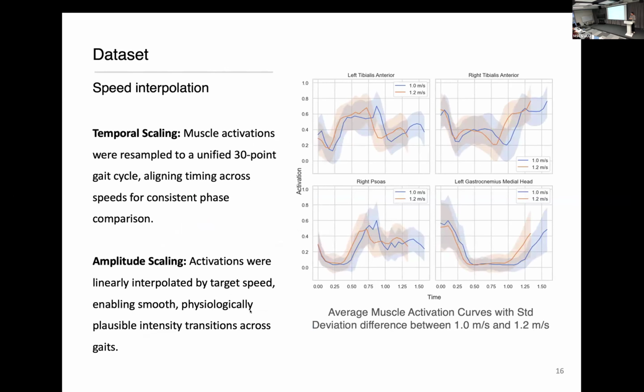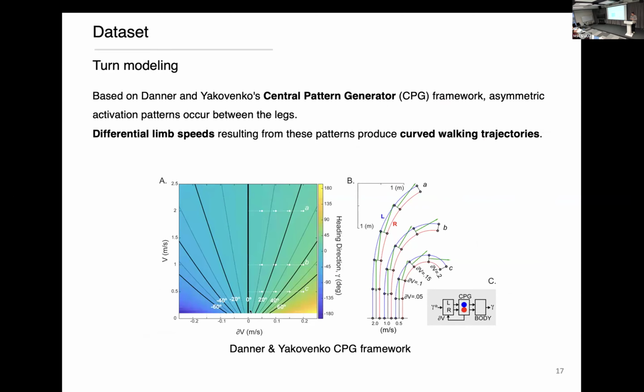After that, we performed speed interpolation between the set of speeds that was in the dataset to acquire not universal, but more fine-grained data. And also we applied turn modeling. We used a central pattern generator framework, which we applied to our muscle activations to model different types of turns. And also we added turns into our datasets.